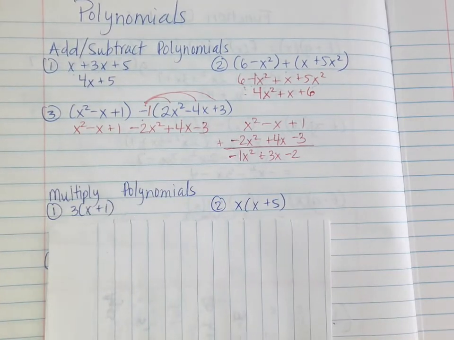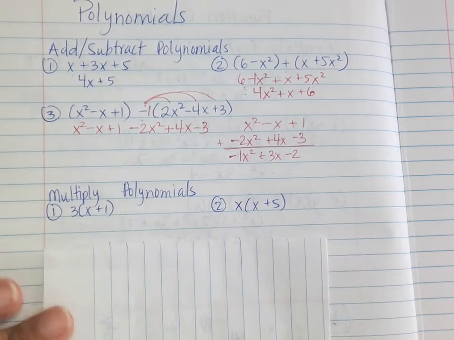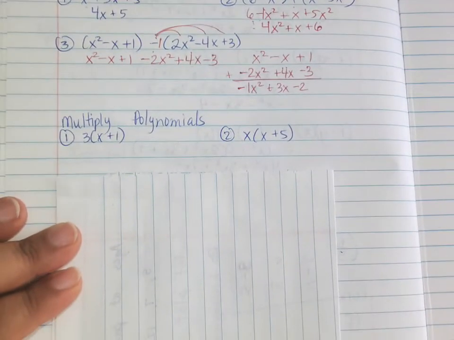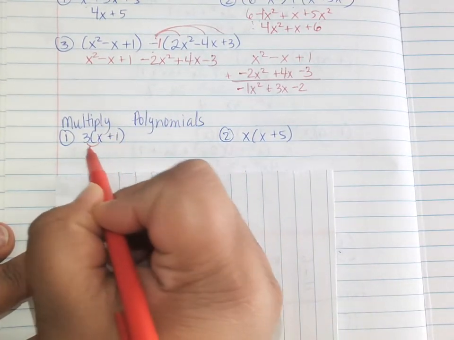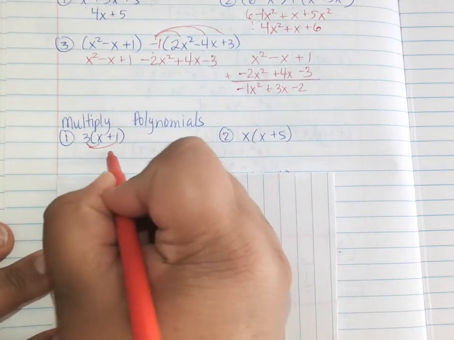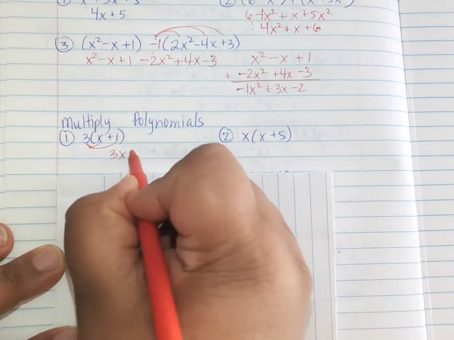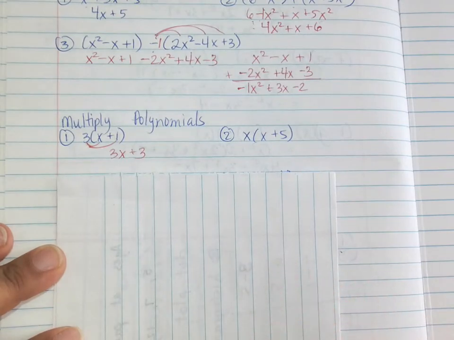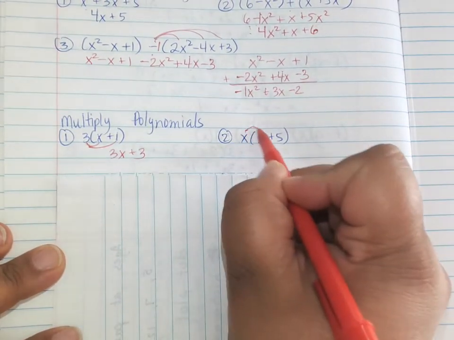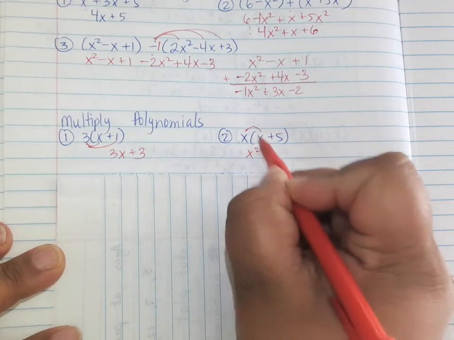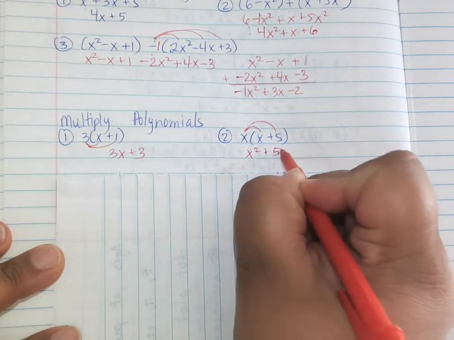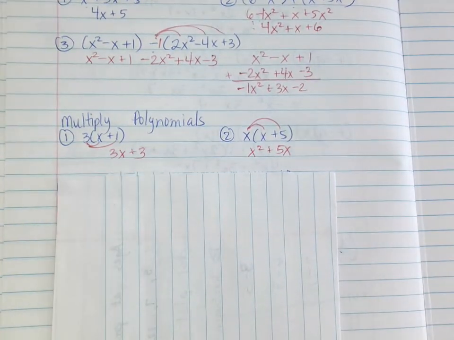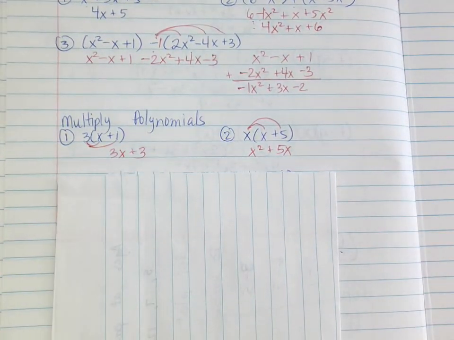Let's talk about multiplying polynomials. So a lot of this has to do with how good you are with the distributive property. In this case, it's just straight out distributing. So 3 times x is 3x, 3 times 1 is 3. Okay, so you're just multiplying them. x times x, x squared. x times 5, positive 5x. If they're positive, you put a plus. If they're negative, you put a minus in front of them.